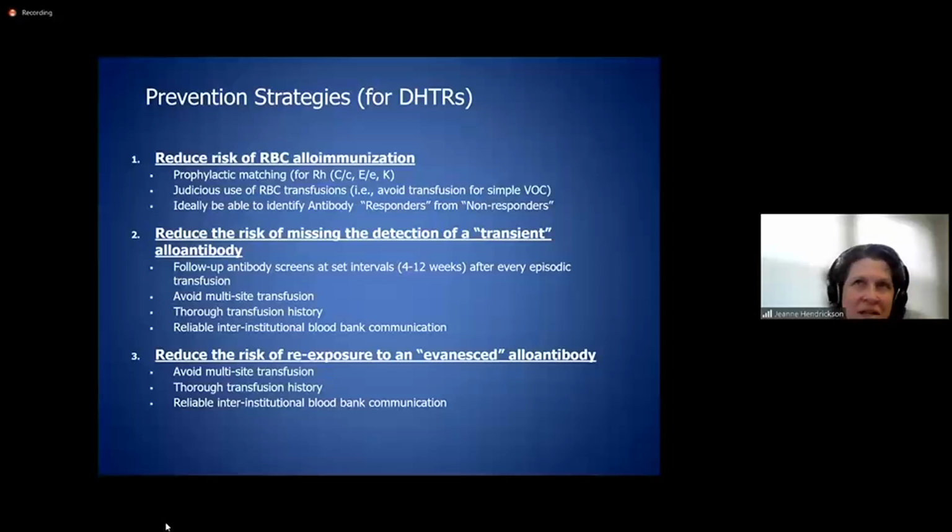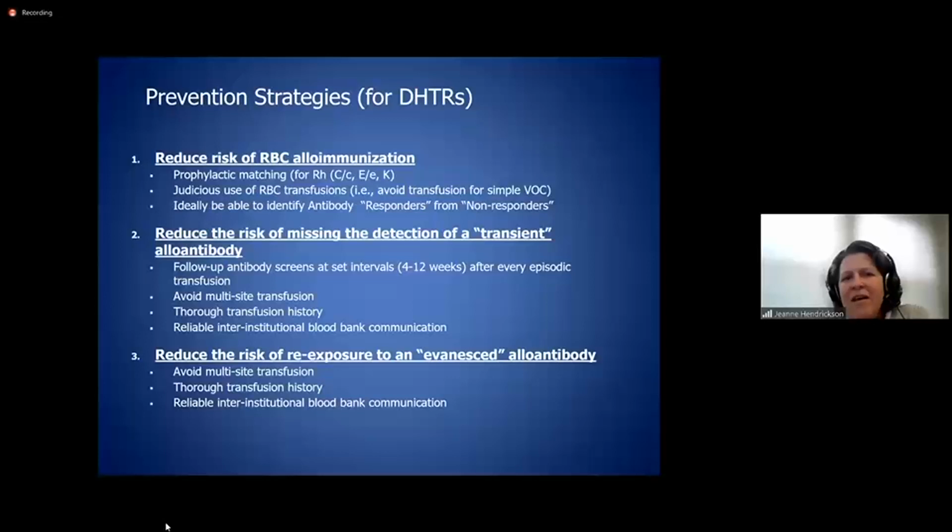Number two, reduce the risk of missing the detection of transient antibodies. So if we have a patient that's in the hospital, we transfuse them, they go home. At least in the United States, there's no rule that they must have a repeat antibody screen after transfusion. They only have to have an antibody screen prior to the next transfusion. We know that most antibodies are formed within 12 to 16 weeks of a given transfusion, although some are formed very quickly and may evanesce before they're even identified.